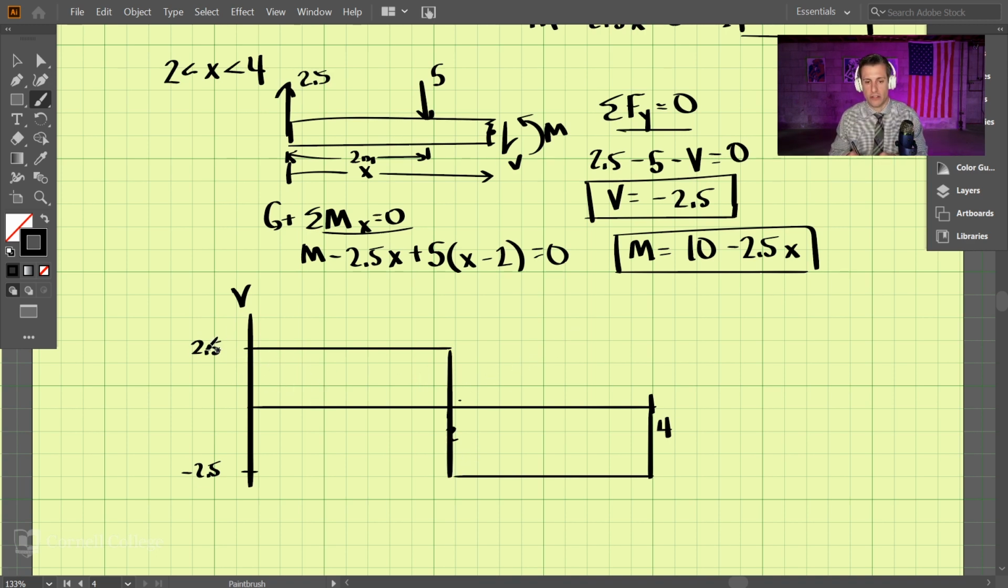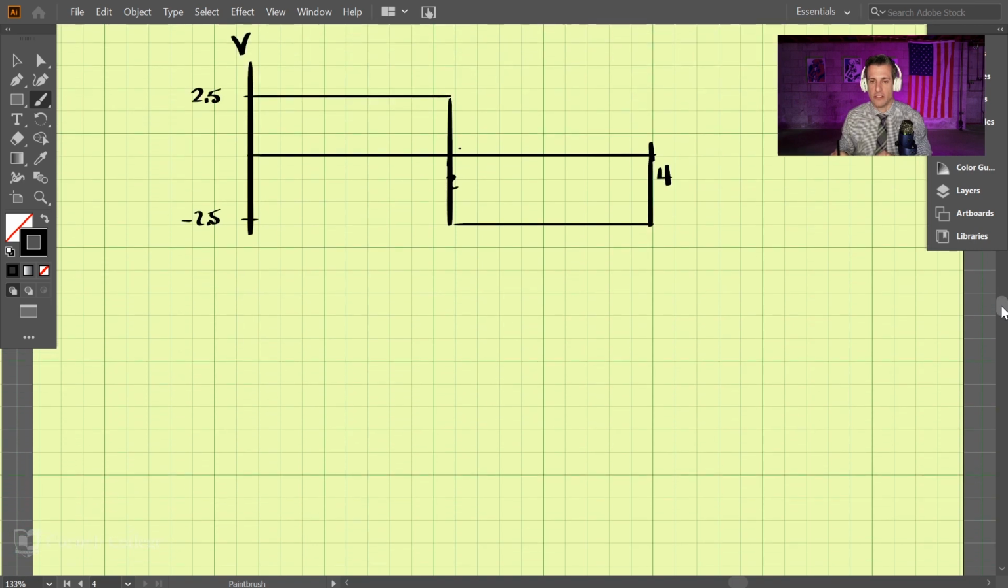As you see, it goes from 2.5 down to negative 2.5, and the difference between those is 5. And the support reaction here is 2.5 upward, and we go down 5, and then we come over here, and then it's 2.5 positive on the other support. So that's another way to check your answer. And now let's talk about the moment. So I'm going to draw the same axis.